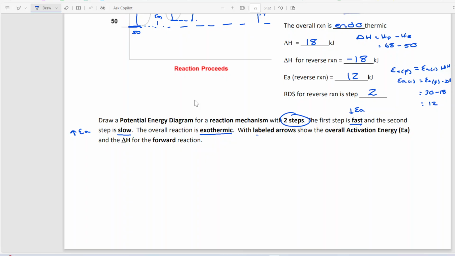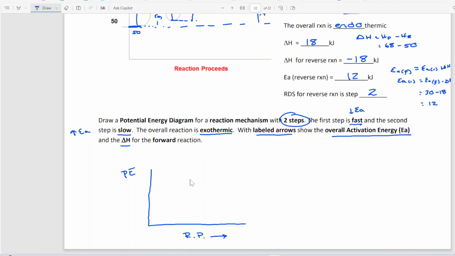And I'm going to use labeled arrows to show the overall activation energy and the delta H for just the forward reaction. So I'm going to start off by drawing my axes. We've got potential energy on my y-axis, and then I've got reaction proceeds on my x-axis, something like that. Okay, and I want to do 2 things. 1, I want to make sure it's exothermic, and 2, I want to make sure I draw 2 steps between where the first step has a lower activation energy than the second one.